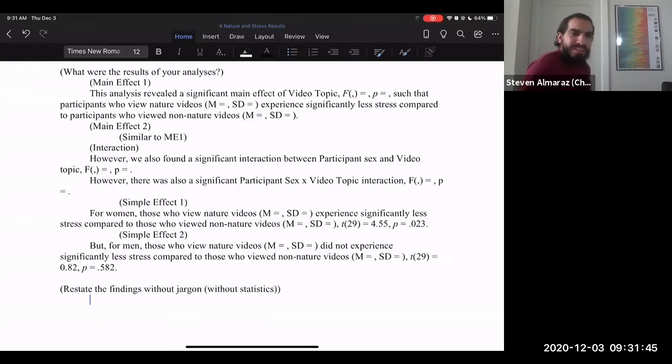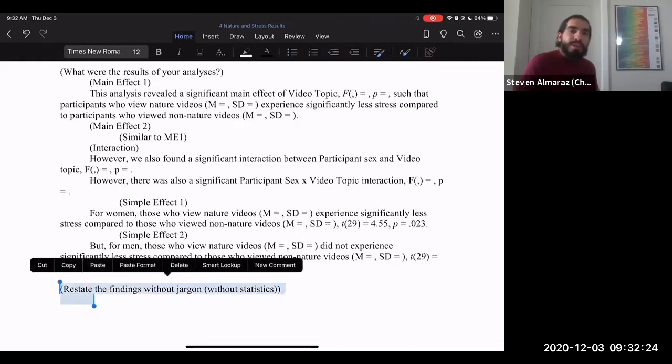Okay, yeah, that's certainly the main effect. But, you know, if I'm a reader and I'm a male and you tell me that's true, but then I read that for men, there was no difference between nature and non-nature videos, that makes me feel like, well, then I didn't get the whole story, right? So we have to make sure to mention something about the interaction. The interaction is the most important thing. And so this restatement is really going to focus on the interaction.